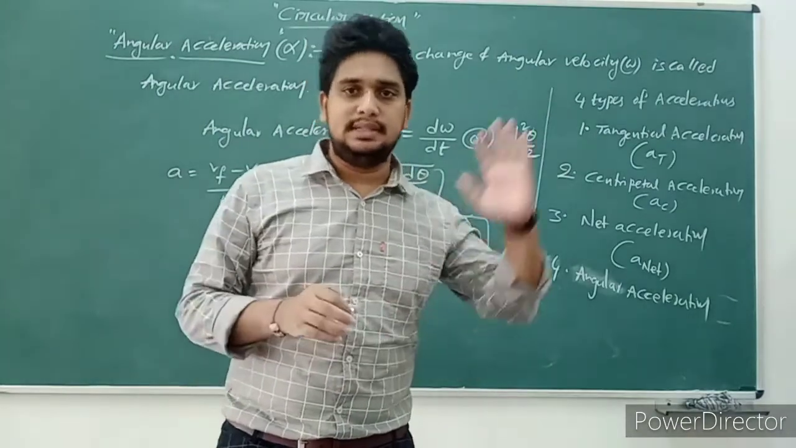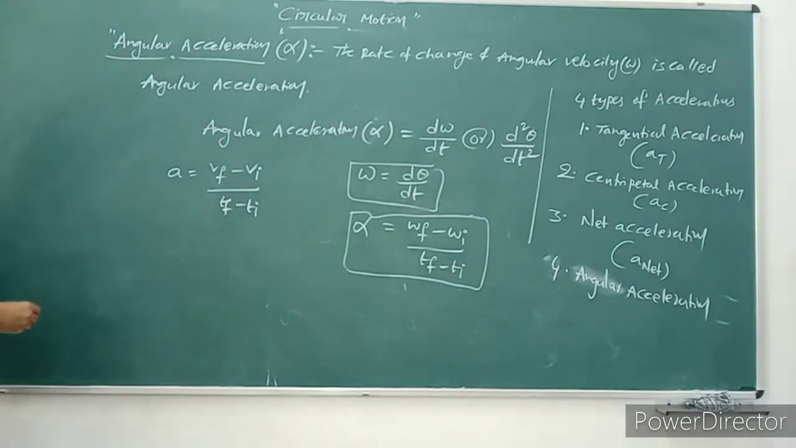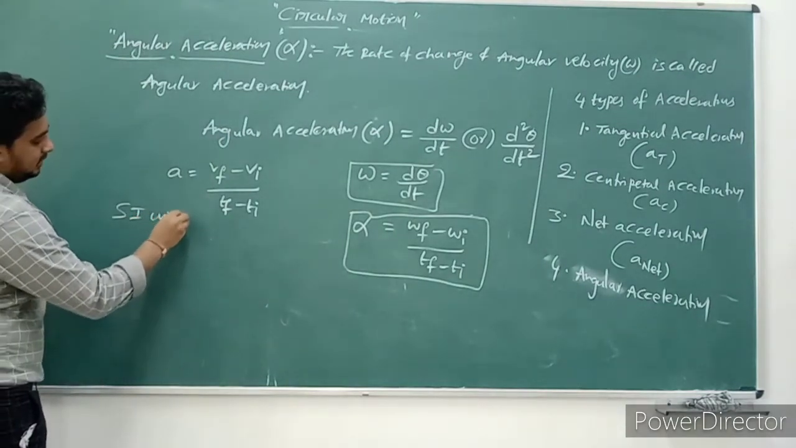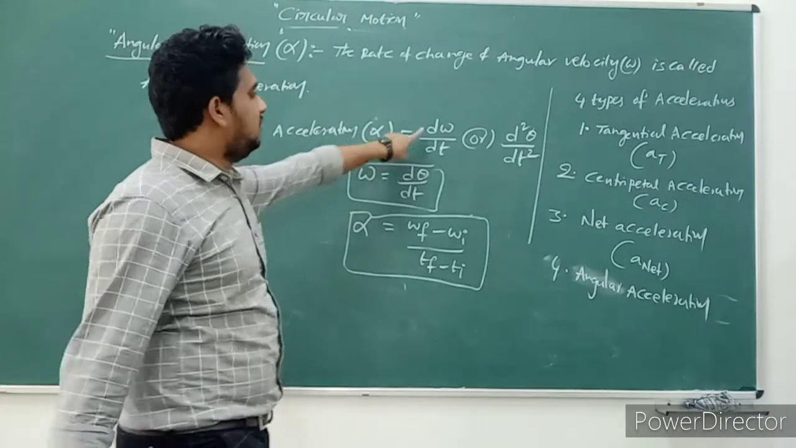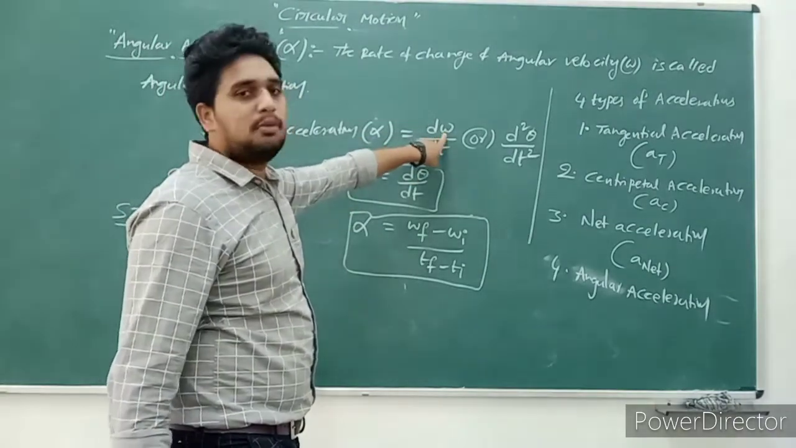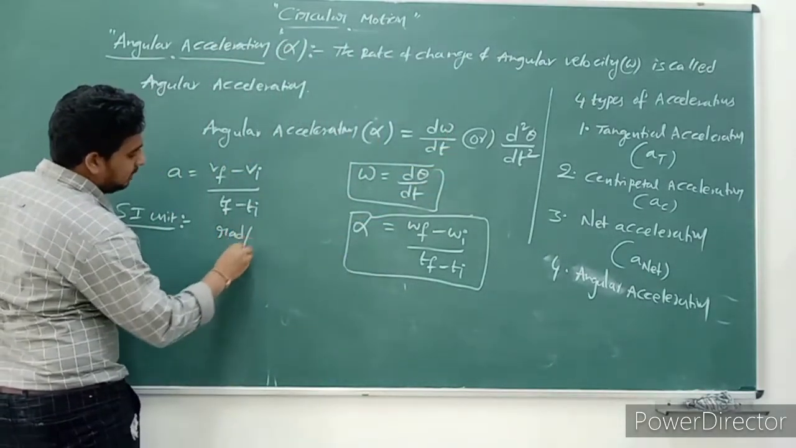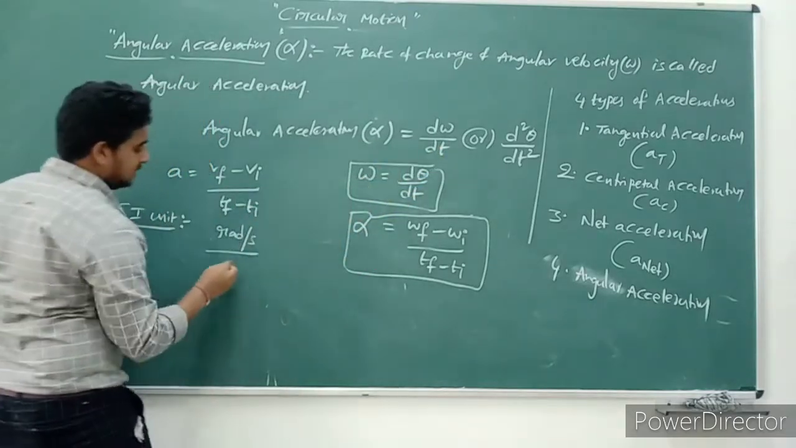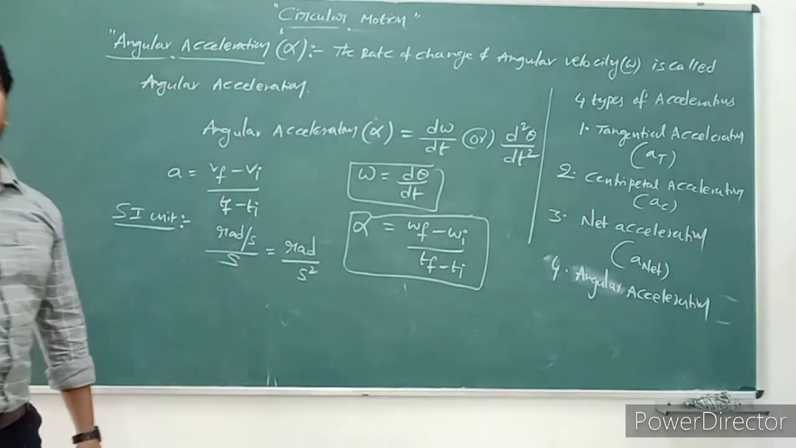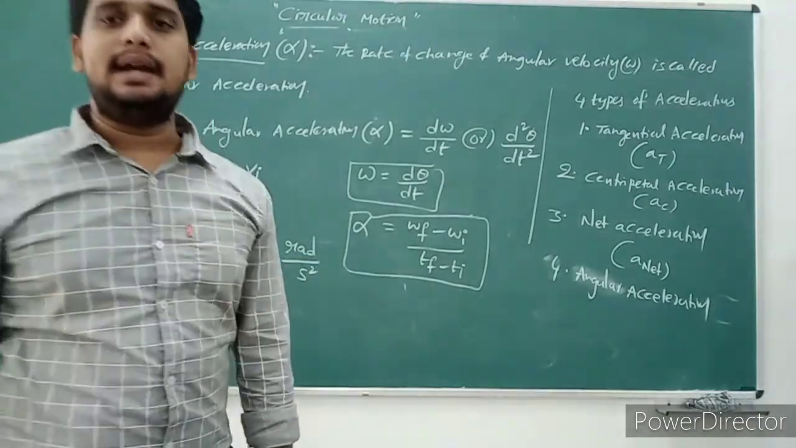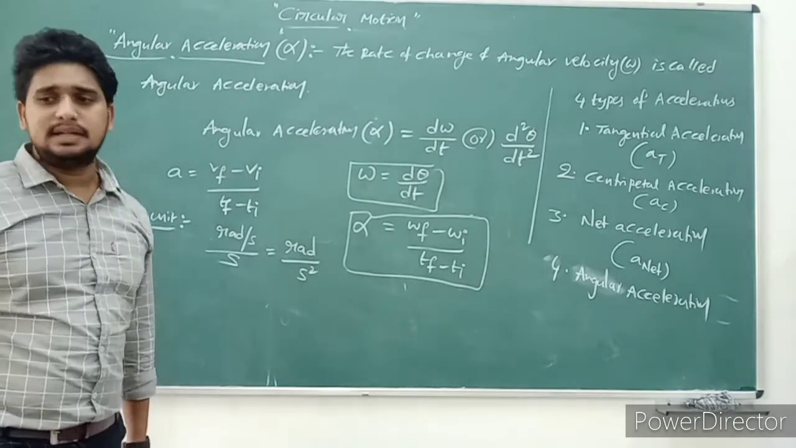Before going to discuss these types of accelerations, what is the SI unit of angular acceleration? It is easy to write the unit if you know the formula. The formula here is d omega by dt. Omega means angular velocity. The unit of angular velocity is radian per second, and time is indicated with second. So finally, we got radian per second square. The SI unit of angular acceleration is radian per second square.